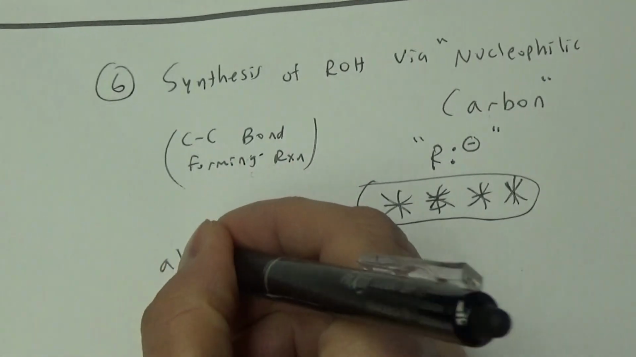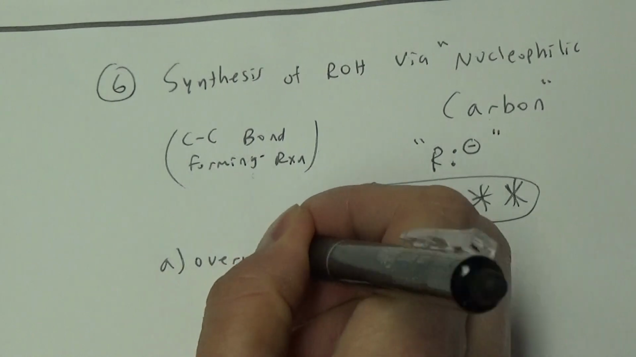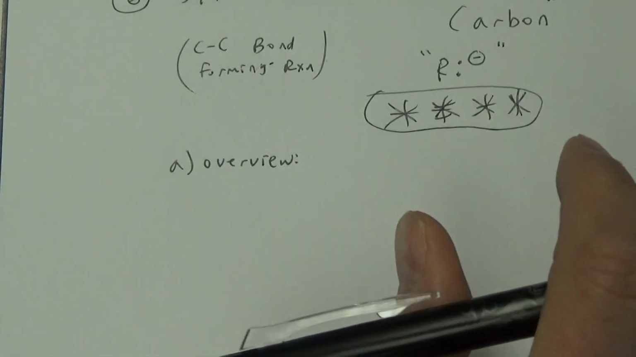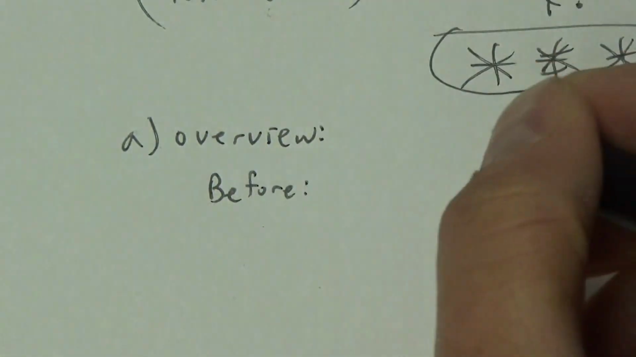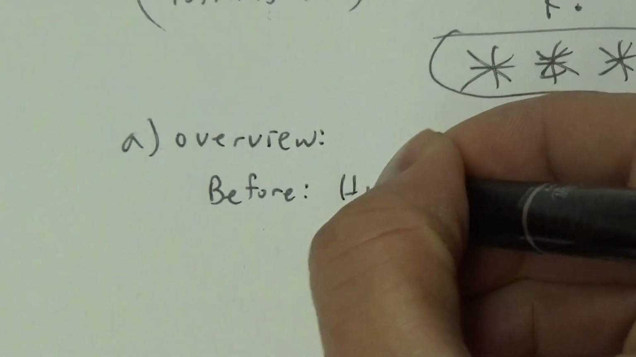Alright, so overview. A good start is to just remember what we were doing with our reducing agents. Hydride.